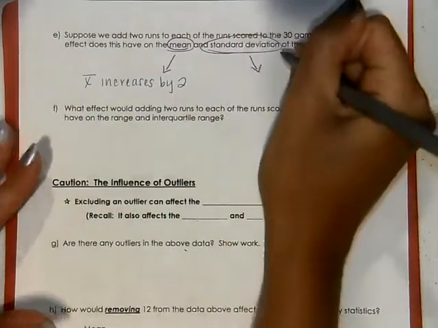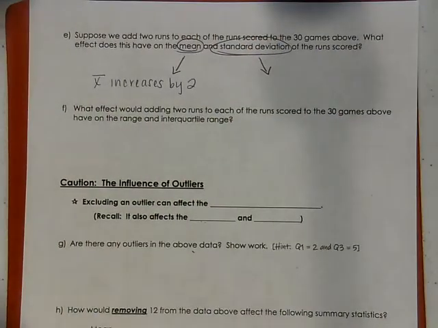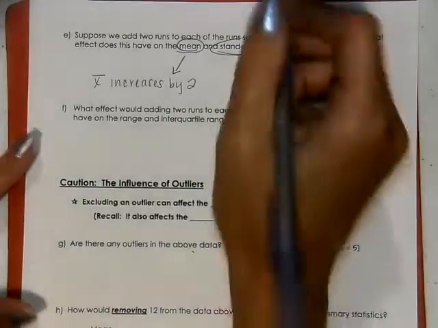And what's going to happen to the standard deviation? Well, all the data is going to shift up the number line by 2. So does the data become closer together or farther apart? Nope. So your standard deviation is going to stay the same.